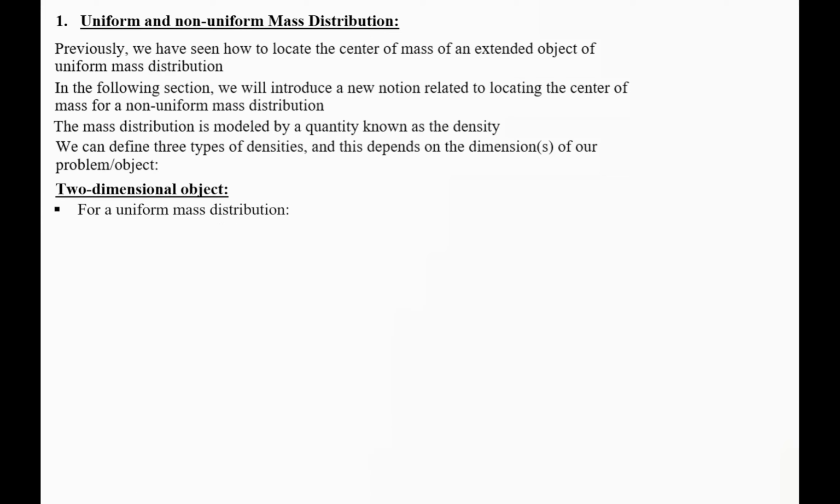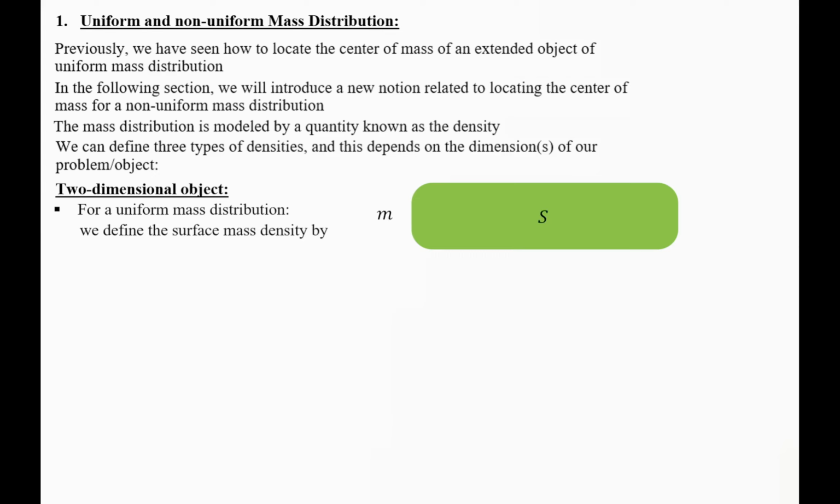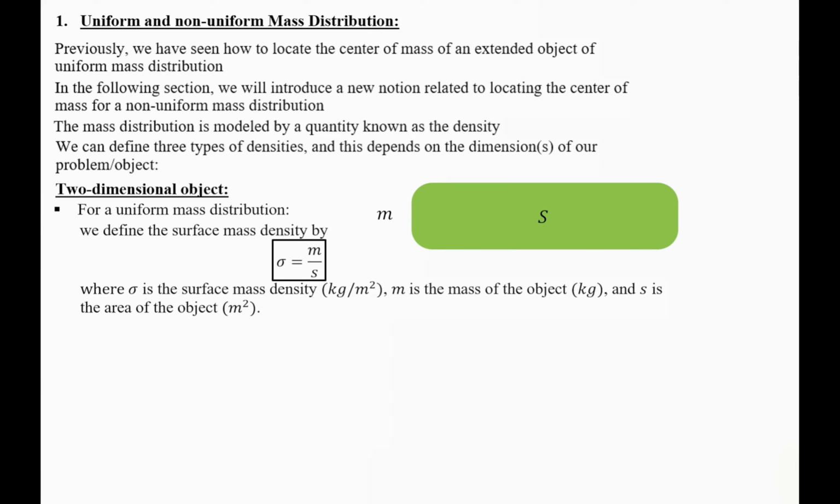Now for a two-dimensional object with uniform mass distribution: this is an object that lives in a plane, has a length and a width. It has a mass m and a surface area s. For this reason we can talk about the surface mass density, sigma, which is m divided by s, where sigma is the surface mass density in kilogram per meter squared, m is the mass of the object in kilogram, and s is the surface area of the object in meter squared.